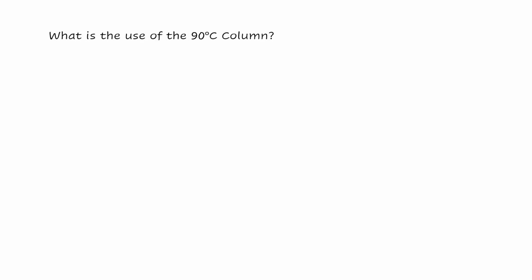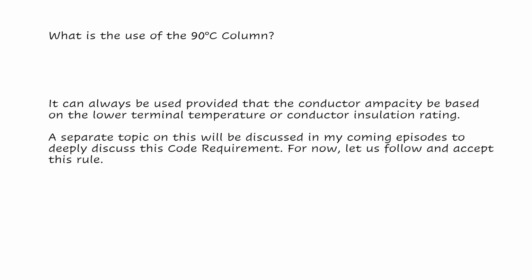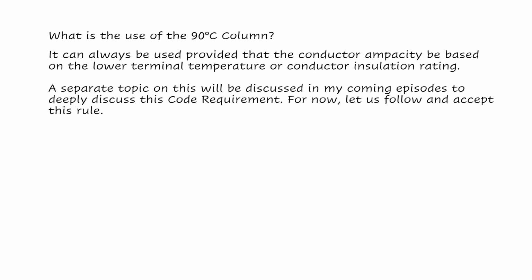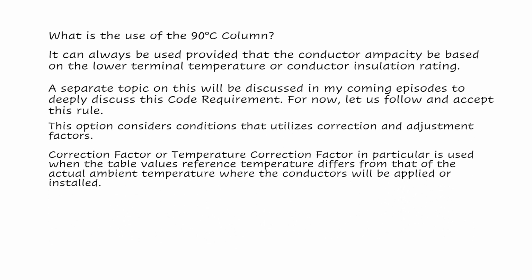Now, what is the use of the 90-degree column? It can always be used provided that the conductor ampacity is based on the lower terminal temperature or conductor insulation rating. A separate topic on this will be discussed in my coming episodes to deeply discuss this code requirement. For now, let us follow and accept this rule. This option considers conditions that utilize correction and adjustment factors.